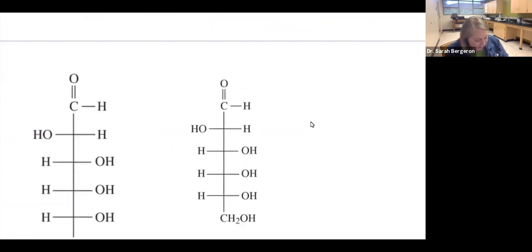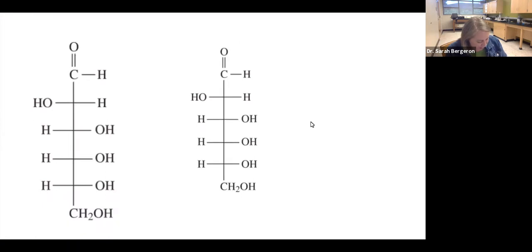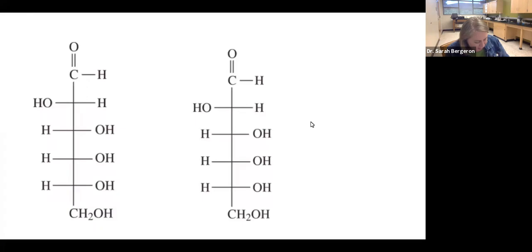Now, what's going to be different? Everything's going to be the same except that things coming off the chiral carbon are going to be different. So I want to remove the things on the chiral carbon because we're just going to swap them around.